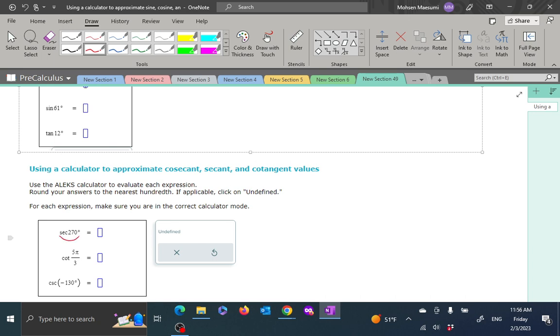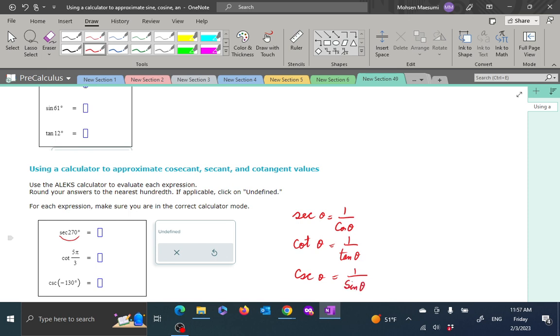How do we get across secant of 270? You have to remember secant of anything is just 1 over cosine of that thing. Same way for all these three functions. Cotangent of anything is 1 over tangent of that angle, and cosecant of something is 1 over sine of that angle. And whatever unit you had, you still use the same units. Other than that, the exercises are exactly the same as before.